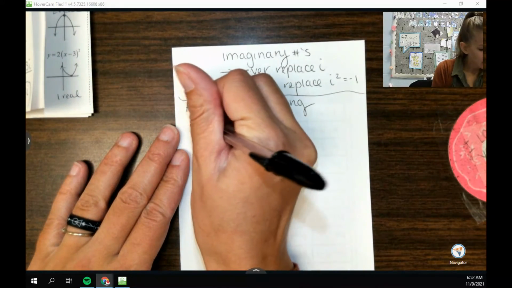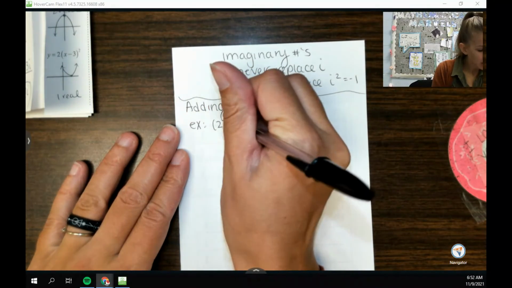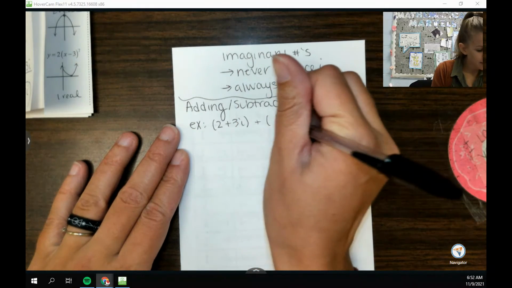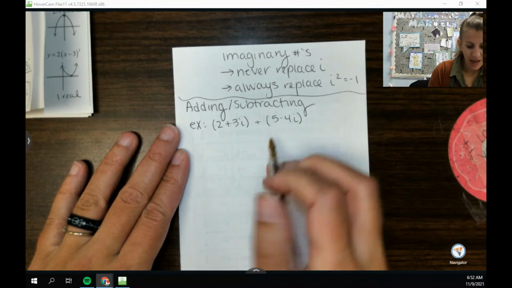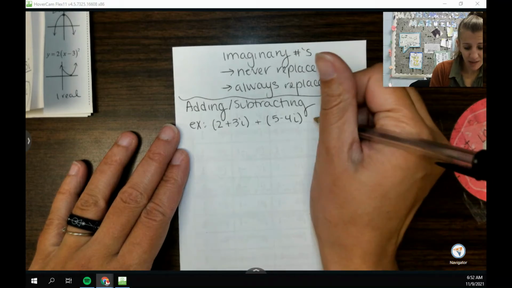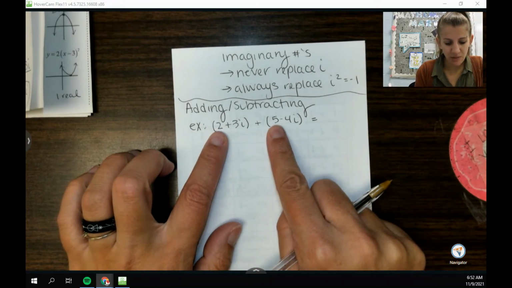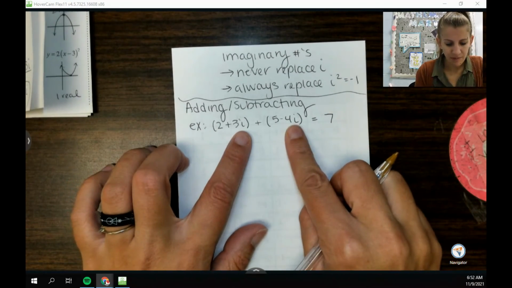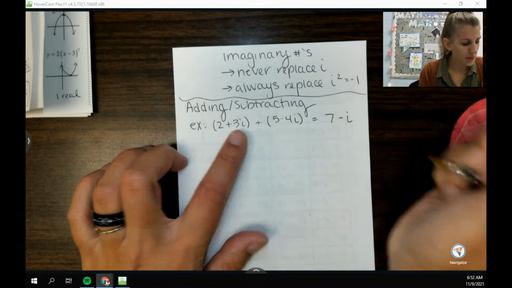We basically treat them like x's. So again, if you have like 2 plus 3i plus 5 minus 4i, I know I'm adding because there's a plus sign in between. And so we're just going to combine our like terms. So we'll have 7 minus 1i. And you can put the 1 there or not.